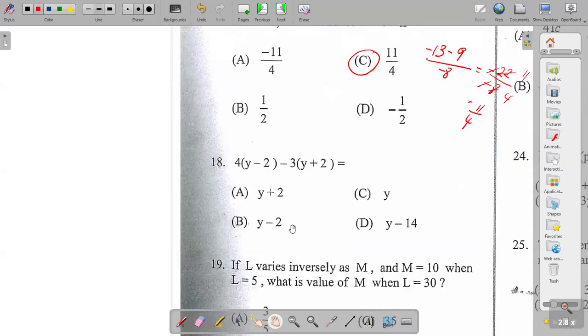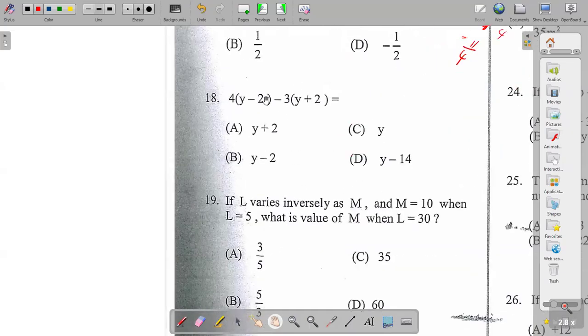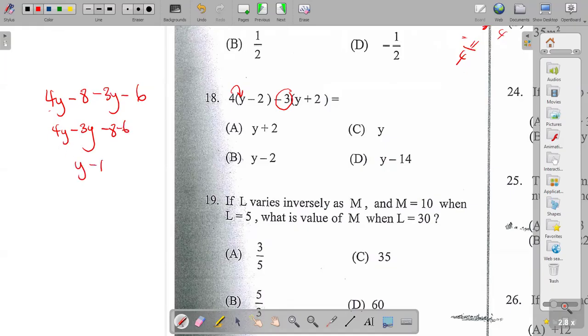All right, here we have some simplification. So we know we got to multiply out the brackets, right? So that will be 4y, because 4 times y is 4y, minus 8. Now we multiply by negative 3, so that's negative 3y. A negative times a positive is a negative 6. We group the like terms, so that's 4y minus 3y, because when you move 3y, you move the minus in front of it. Minus 8 minus 6, so that would be y minus 14. So your answer is D.